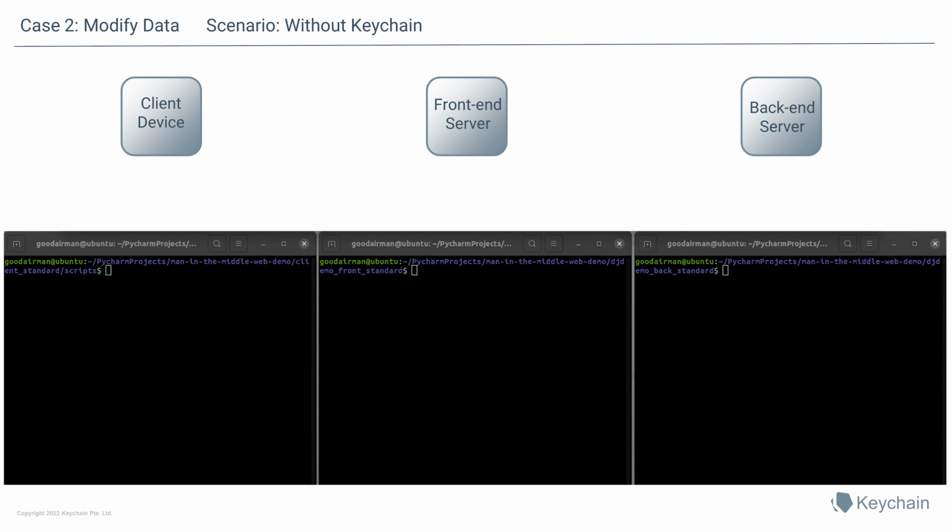Now we're going to demonstrate the man in the middle demo running without keychain in modify mode. We'll start up the client without keychain. We'll start up the front-end server without keychain. We'll start up the back-end server without keychain, and then we'll configure it so that the front-end server will be running in what we call modify mode, which means that it's going to modify the original message that the client will send to it, and then send that modified message to the backend.